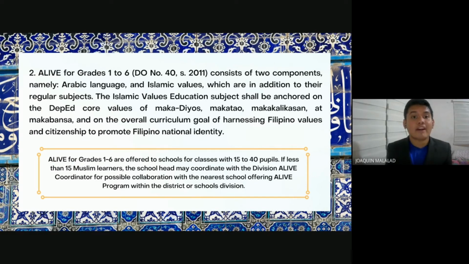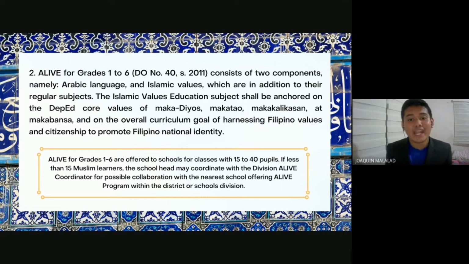The component of Arabic language aims to develop the learners' functional literacy in Arabic because it will help them to read and understand the Quran. The Islamic values component, on the other hand, aims for the learner to acquire the desired Islamic values that would guide them as well to the core values of the Department of Education: to be makadiyos, makatao, makakalikasan, at makabansa, thereby making them agents in advocating and promoting brotherhood, peace, unity, and justice and equality.